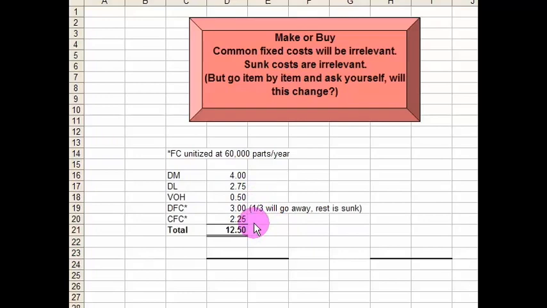The common fixed costs were 135,000. If you divide that by 60,000 parts, that's where this cost per unit comes from. The direct fixed costs in total were 180,000. Again, divide by 60,000. This is your cost per unit.